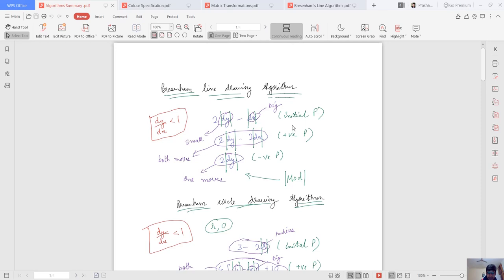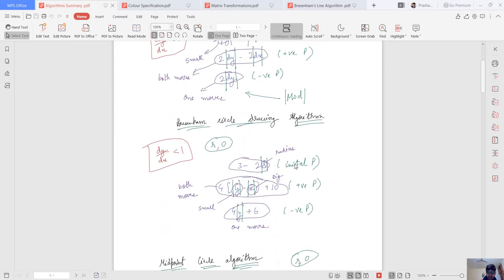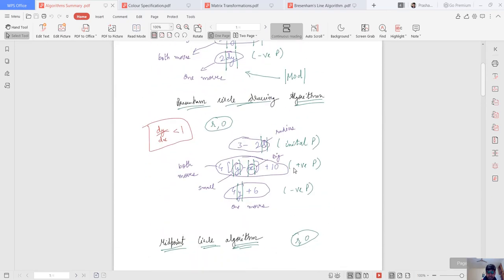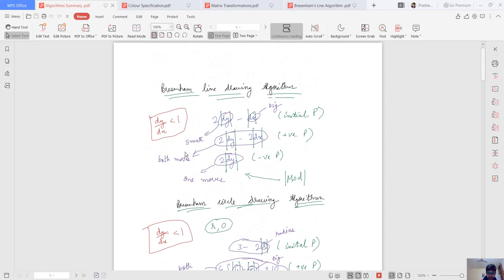So this is our initial parameter, and this is for when p is positive, and this will run if p is negative. If this comes out to be negative, then it has to be made positive so that our algorithm may work. This is basically the Bresenham's line algorithm, and that is how it works.